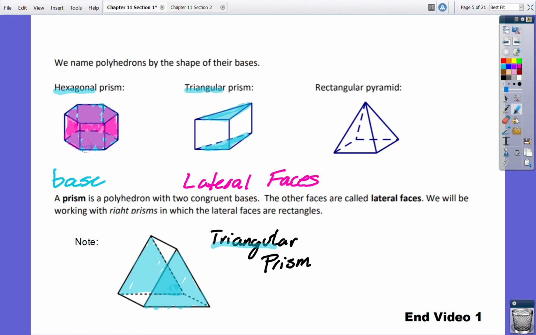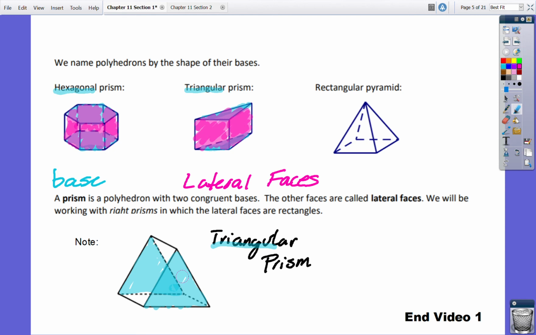Now, in my triangular prism, I should have 3. So they should just be connecting the 2 bases. So I have 1 in the back here. I have 1 in the front. And 1 on the side. So that is my 3 lateral faces.